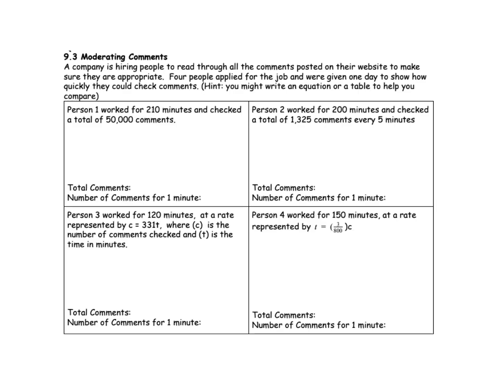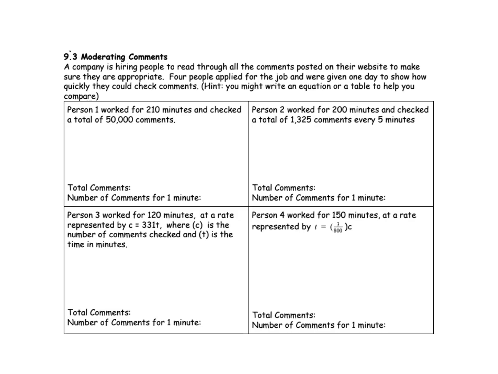So the first activity is looking at a company trying to hire people to read through all the comments on their website to make sure that they're appropriate. 4 people applied for the job and were given 1 day to show how quickly they could check comments, because speed would be important in a job like this. We're going to need to write an equation or a table to help us compare these 4 candidates, to see who is going to be the best choice for employment.